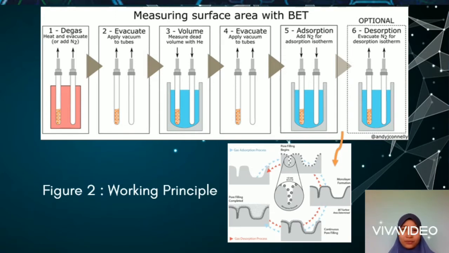So we need to always remember this cycle, in which the pore first needs to be filled up on the surface, and then it forms a monolayer, and then it continues to fill up the pore, and lastly the pore is completely filled.